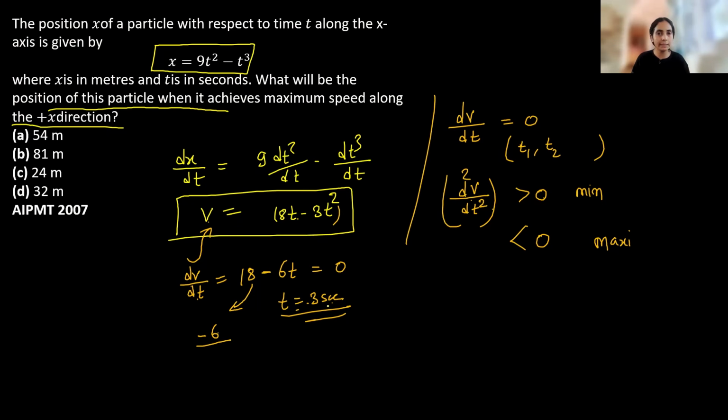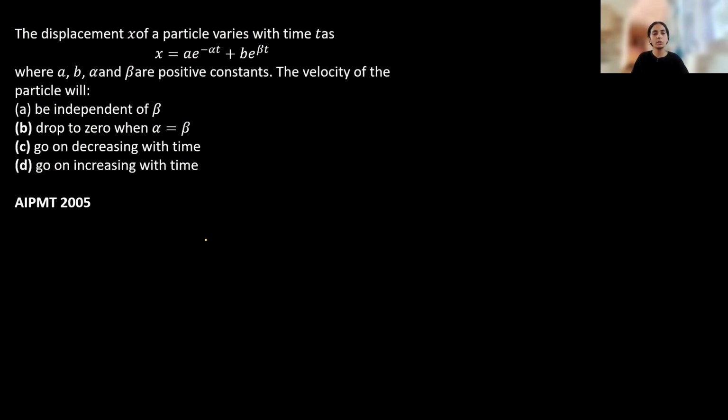So at t equal to 3 seconds your velocity is maximum. Then at t equal to 3 seconds, calculate the x. So that will be equal to 9 into 3 square, that is 9 minus this is 27. So this will be equal to how much? 54, right? So this has to be 54 meter. I hope that is 54. Yeah. Option A.